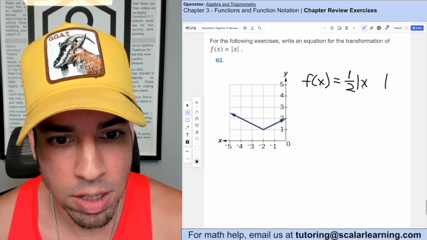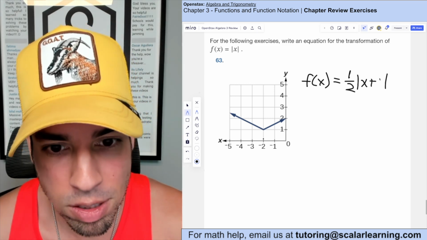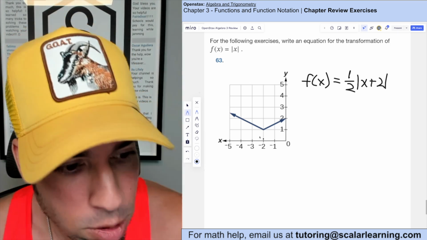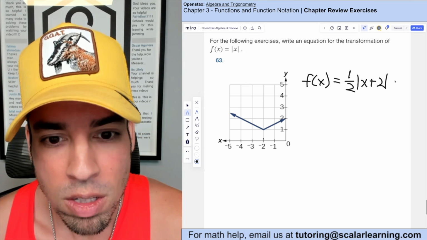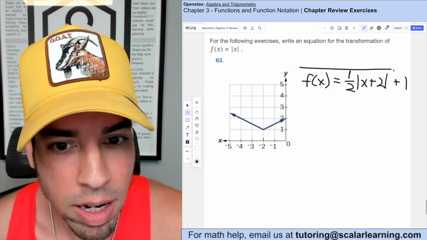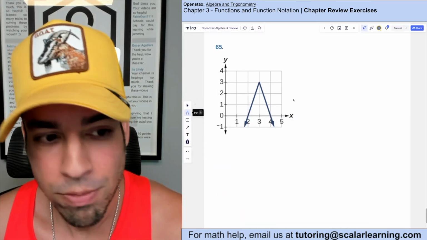Then we've shifted our vertex 2 to the left. That means we would say x + 2, right? Plus 2 inside goes to the left, -2 would go to the right. Last but not least, we shifted it up by 1. That's a vertical shift up by 1, so we put a +1 out here. And here's your final function. Boom, done.